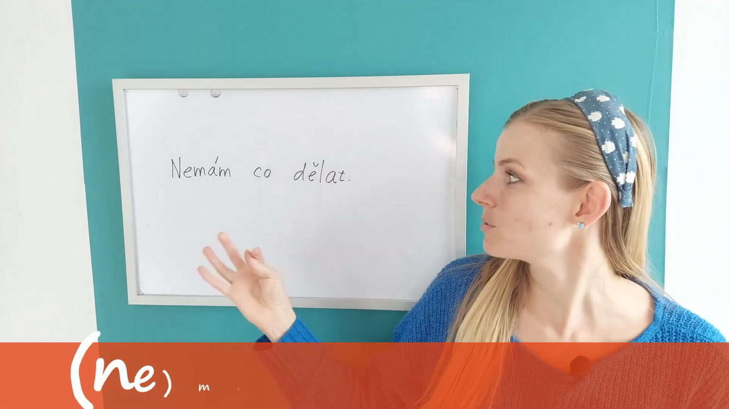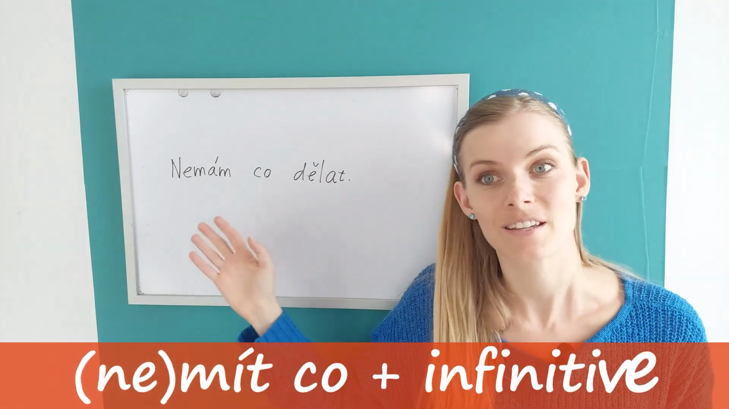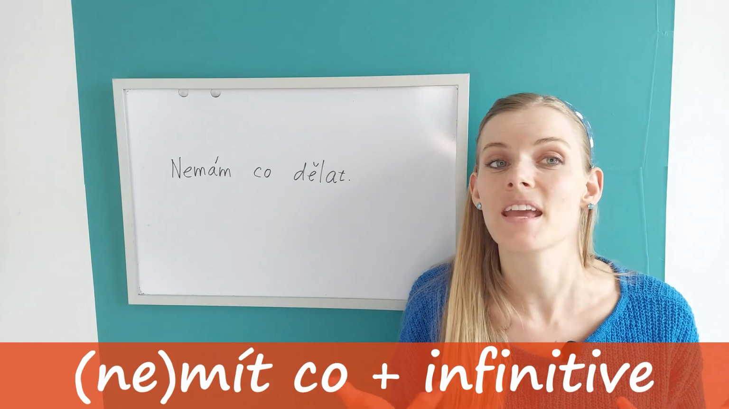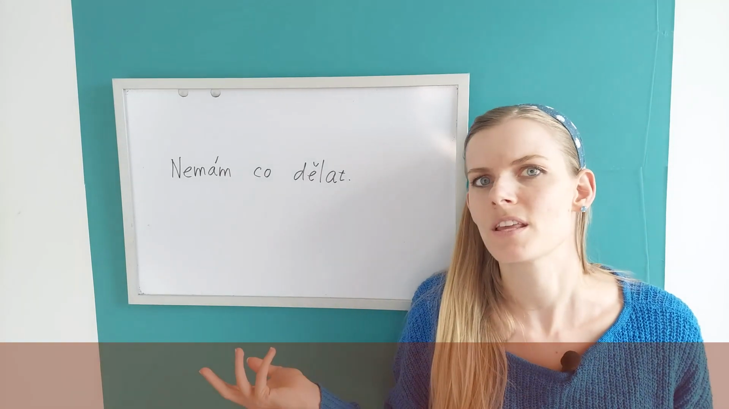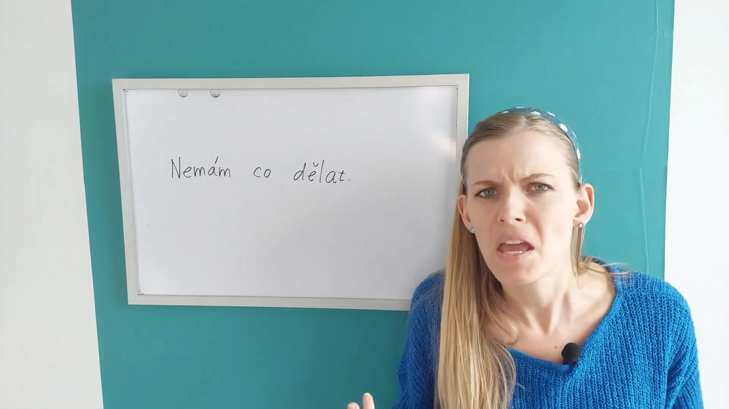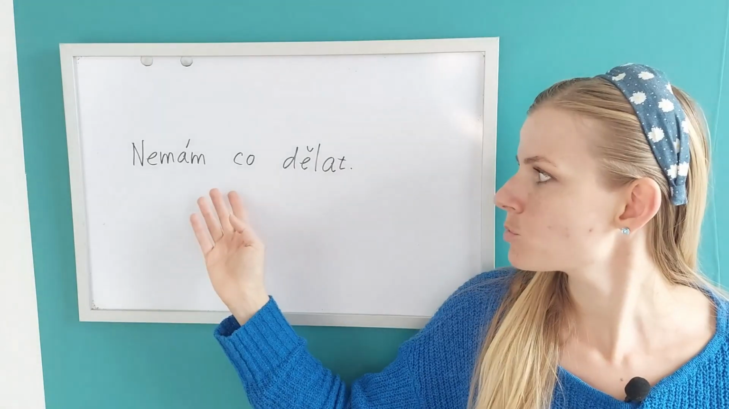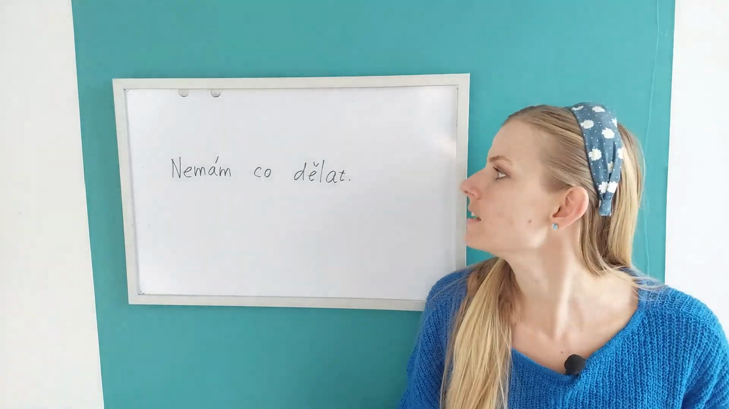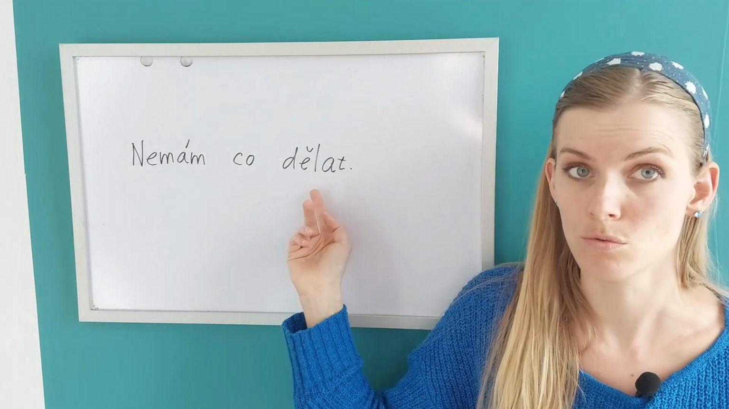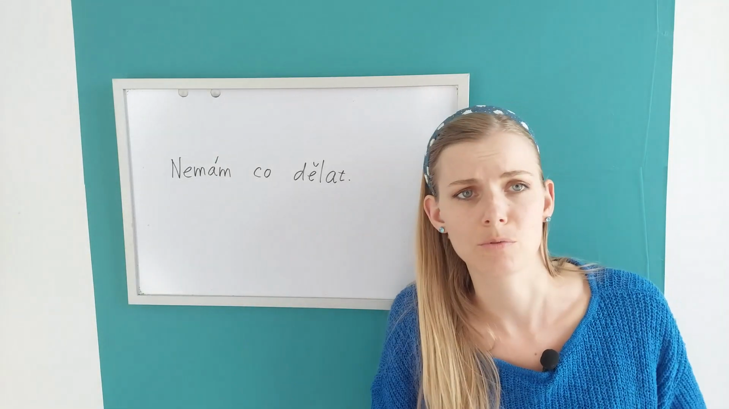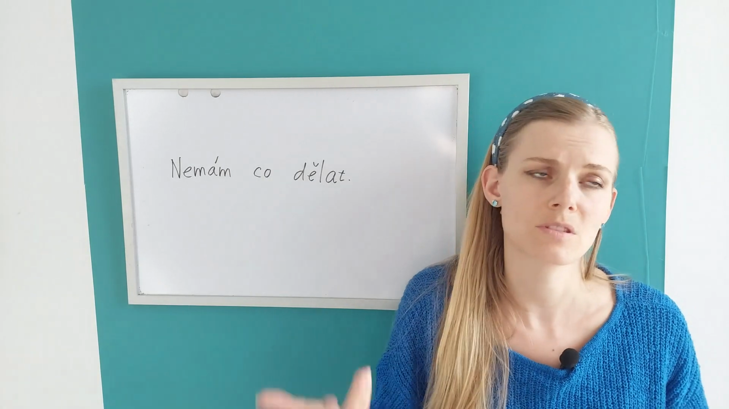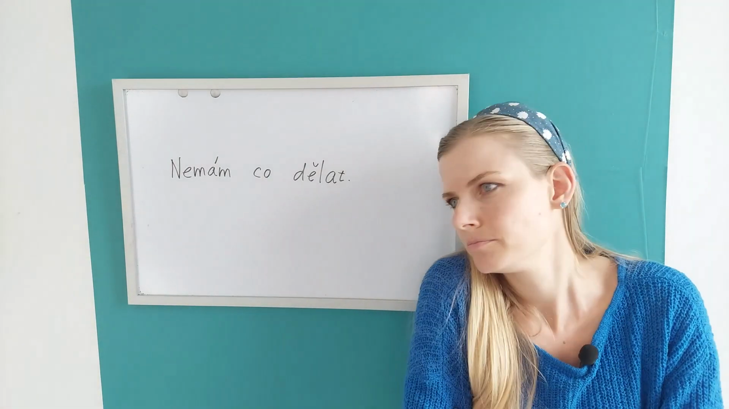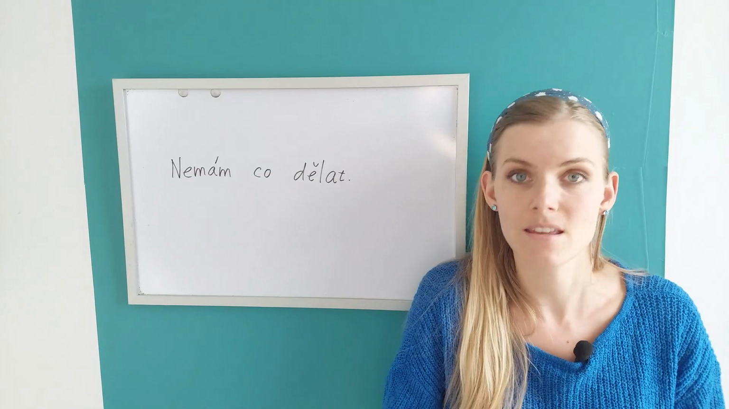And today I want to teach you this specific construction that is very handy. The only thing is, when you translate it to English, it doesn't make much sense. Nemám co dělat? This means I don't have anything to do. Literally, I don't have what to do. This is what you say when you're bored, or you run out of things to do, and you say, nemám co dělat. Nemám co dělat. I don't have anything to do.